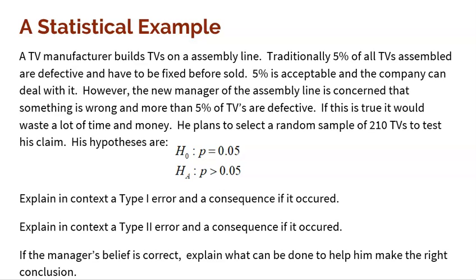The truth is 0.05. 5% of TVs are defective. It's not anything outrageous. Whereas the alternative is what this manager is wondering. This manager believes it's more than 5%. So explain in context a type 1 error and a consequence of it, and do the same thing for type 2 error. And then I have a final question. If the manager's belief is correct, if the truth is really that it's more than 5%, what can be done for him to make that right conclusion?